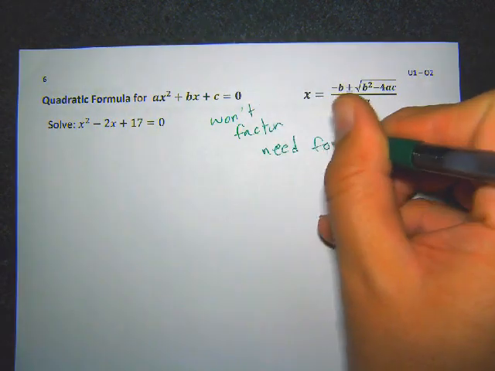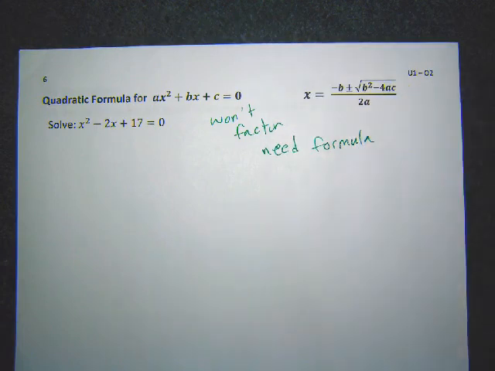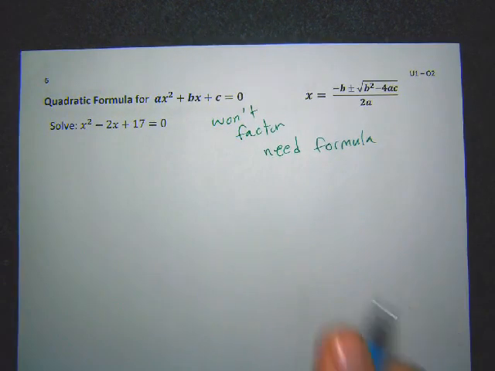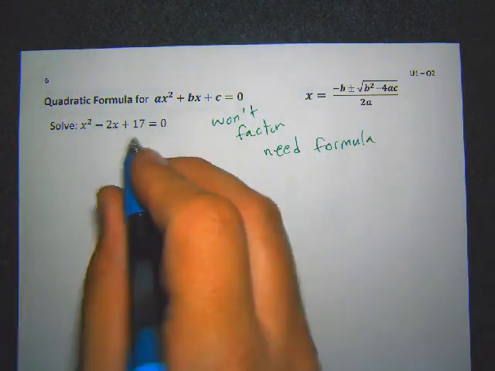Or you can complete the square if you really like completing the square, but I think most of us probably just like to use the formula. And that's fine. I'm totally cool with that. Okay, so let's take this and plug it into the formula. Again, we have to identify what A, B, and C are.